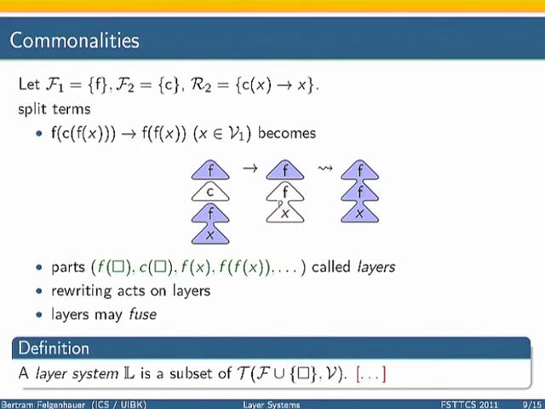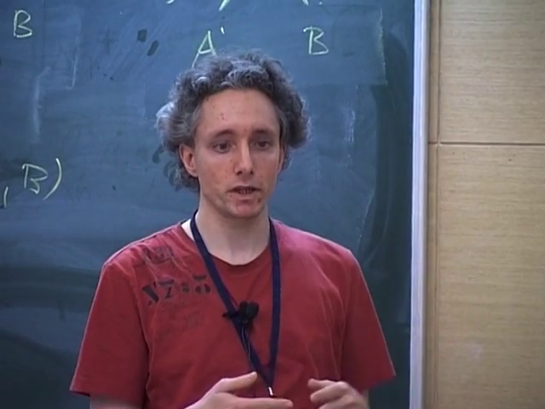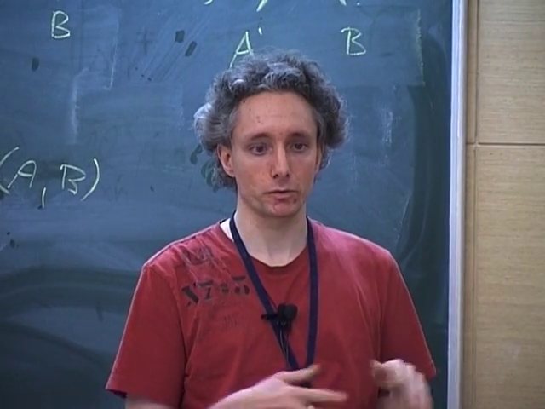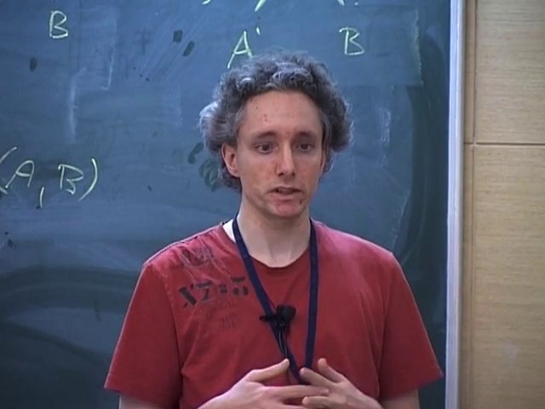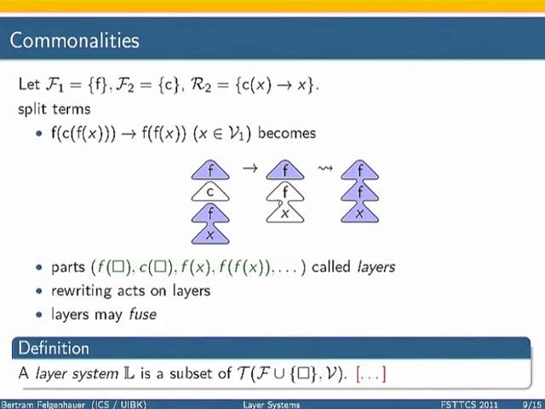So a layer system is essentially a subset, a set of terms over an extended signature where we add a placeholder for common subterms, for subterms where the signature didn't really fit. So f of some whole. So that's what a layer system is. That's half of the title of the paper.